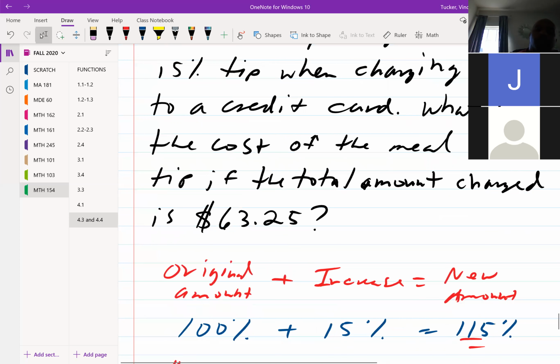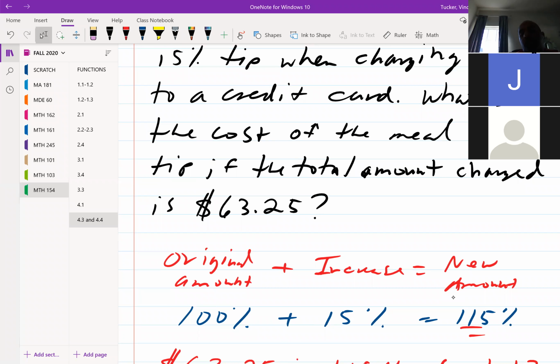All right, so we have an original amount plus the increase is going to be equal to the new amount. So your original amount is 100%. Your increase is 15% of your original amount. So that means your new amount is going to be 115%. Okay, you have an original amount, which was 100% of your purchase. 15% of your purchase was the tip. So your whole amount would be that 100% plus the 15%.